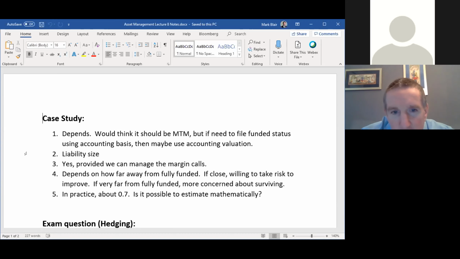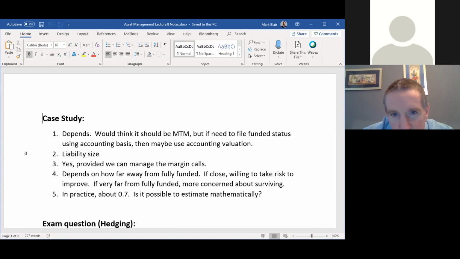However, once you get severely underfunded, you're no longer worried about trying to become fully funded. Now you're more worried about actually becoming insolvent. So now your priorities have shifted, and you're more concerned about just surviving. And at that point, you'd be more focused on just hedging what you have remaining.